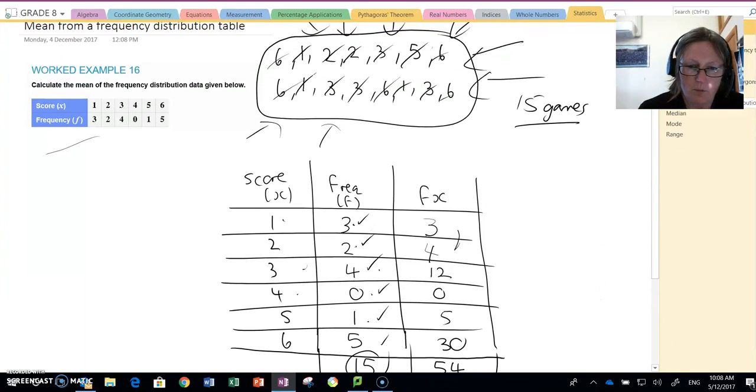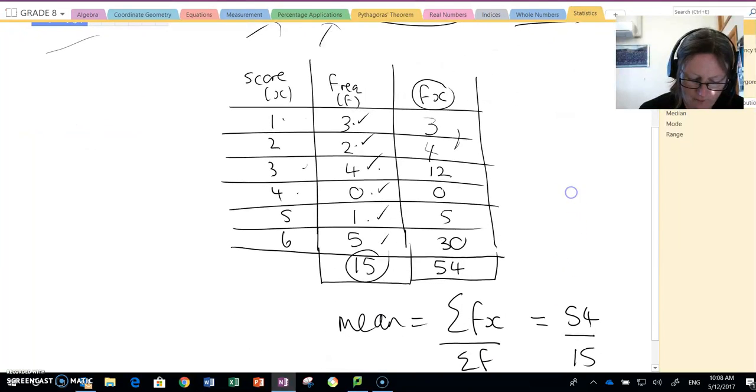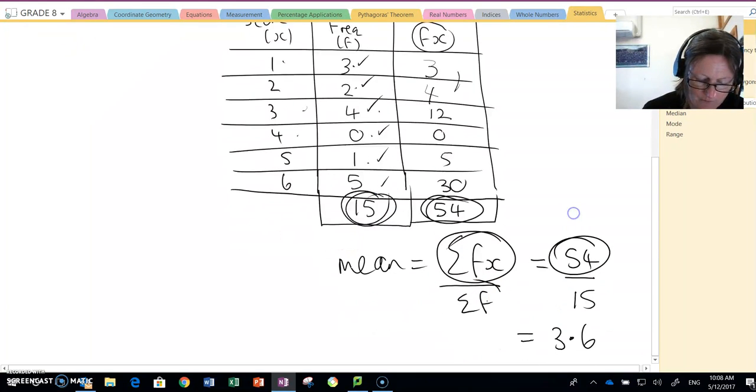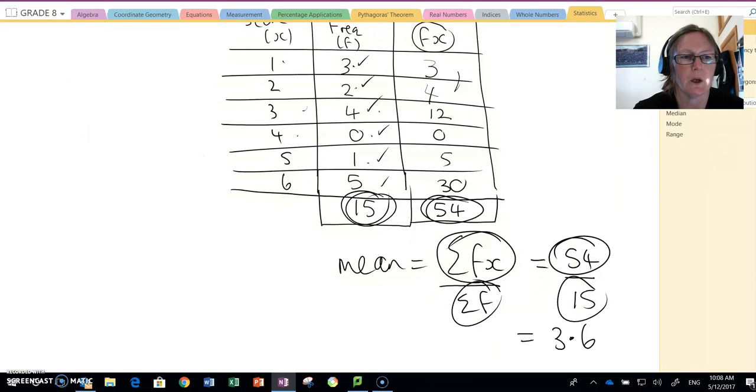So just a reminder, you put it into a table, we add our fx column, and then for the mean, it's the sum of the fx column divided by the sum of the frequency column. That's how we do mean from a frequency distribution.